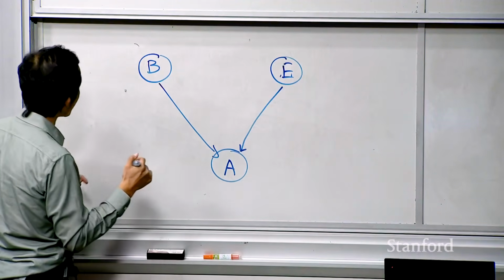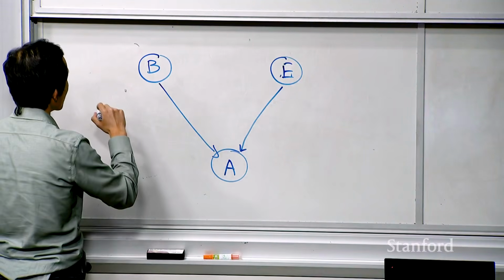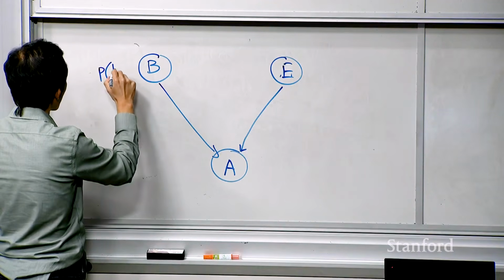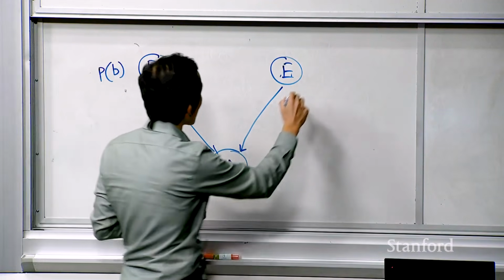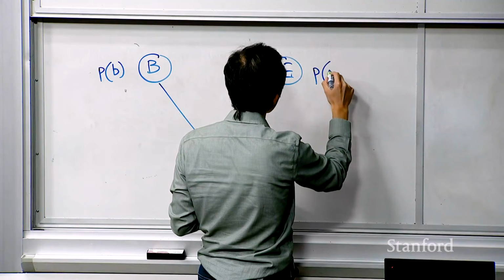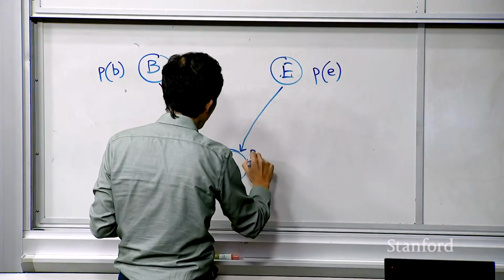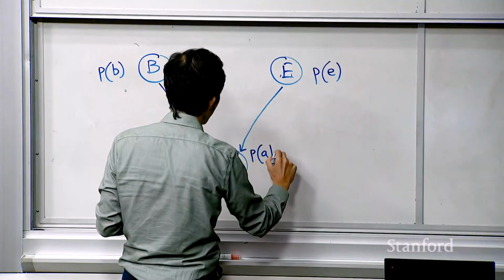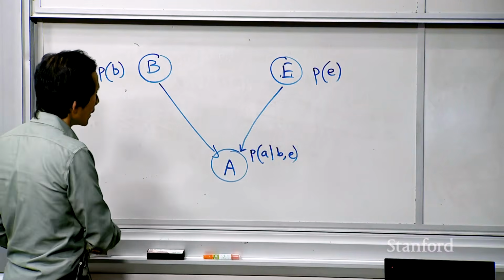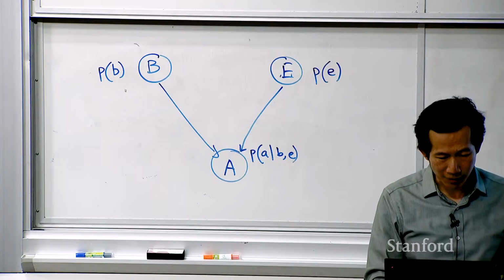And here I'm going to write down a local conditional distribution of a node given its parent. So here I have the probability of a burglary. Here I have the probability of an earthquake. And then here I have the probability of alarm given burglary and earthquake. Okay? And for each of these, I need to specify the probability table.